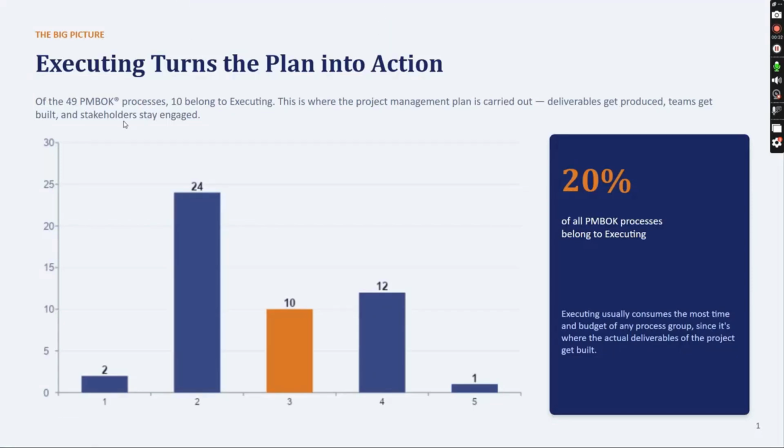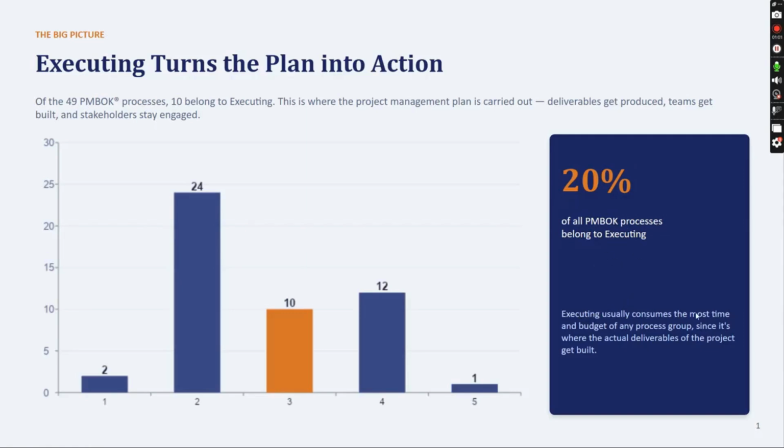So, execution turns the plan into action. Now, we have seen an example of buying a car in the previous video. Now, a plan has to be turned into an action. That is what plan into action means, which is the executing processes. So, as we saw, two initiation processes, 24 planning processes, and 10 execution processes. 20% of PMBOK processes belong to executing.